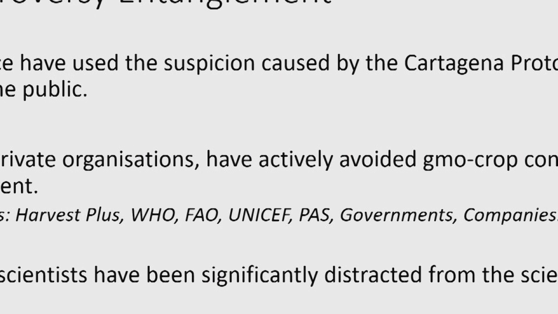And most importantly, it's not the regulations itself, but that Greenpeace have used the suspicion caused by the Cartagena Protocol to instill fear into the public and private organizations, listing all those there, including the UN organizations, including the Pontifical Academy of Science, including governments, including companies, who have steered clear of any involvement in crop controversy entanglement, taking other routes towards success with what they're trying to do. And individual scientists have been significantly distracted, which has also slowed down projects involved.